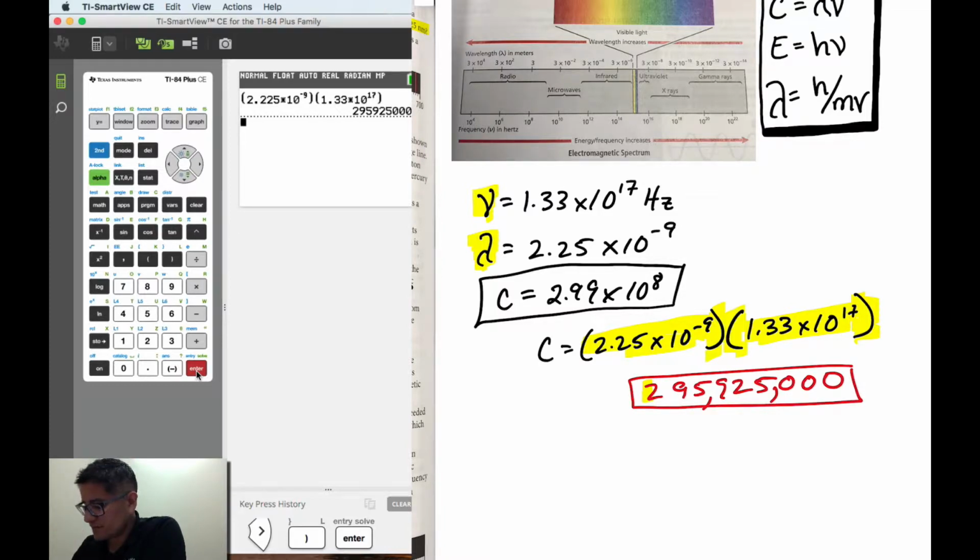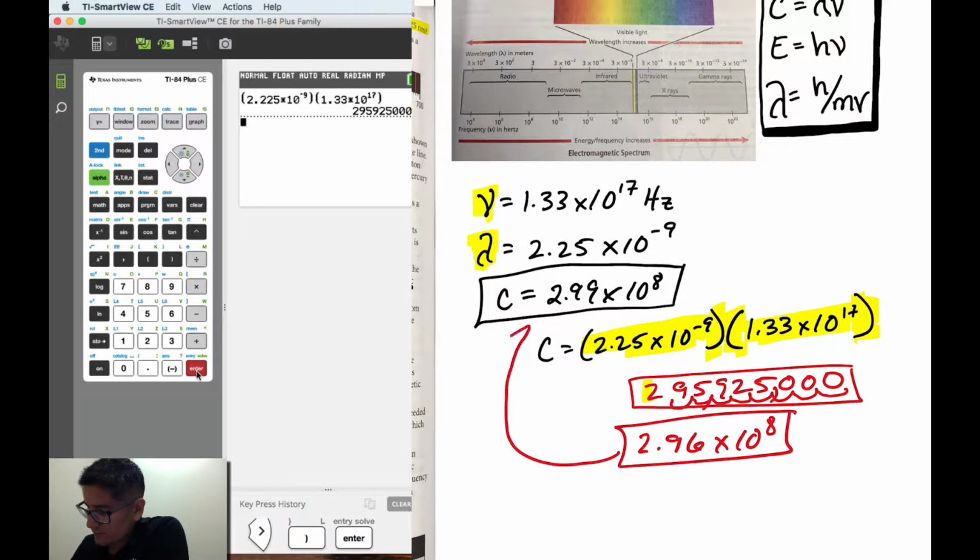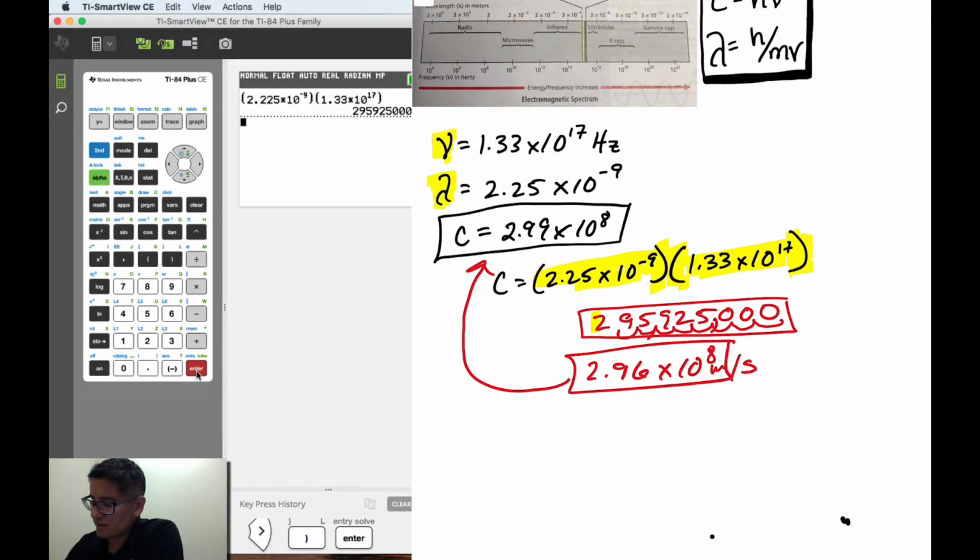This is a big number, and we don't want big numbers. These are just really awkward looking, and we want to make this into scientific notation. So 2, 3, 4, 5, 6, 7, 8. So that's 2.96 times 10 to the 8th power. As you notice, it is very close to the speed of light, which is what I knew it would be. So that's 295,925,000 meters per second, or 2.96 times 10 to the 8th meters per second, which is the speed of light. So that confirms that.